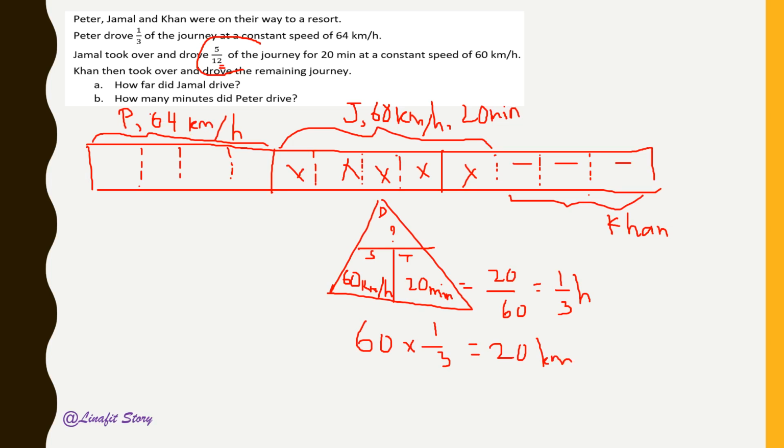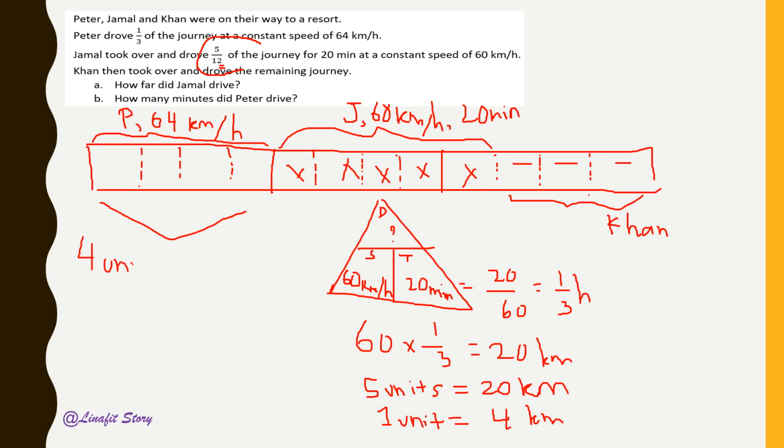Next, question B. How many minutes did Peter drive? So as we know, Jamal drove 20 km. So how many units is 20 km? 5 units equals 20 km. How to get 1 unit? 1 unit is 20 divided by 5 equals 4 km. How far did Peter drive? So Peter is 4 units. 1 unit is 4 km. How about 4 units? 4 times 4 equals 16 km.